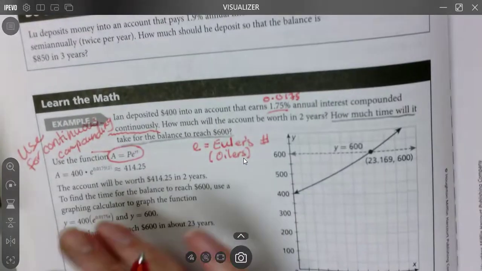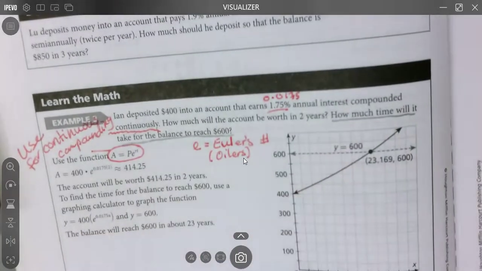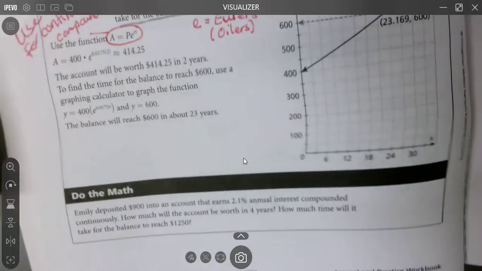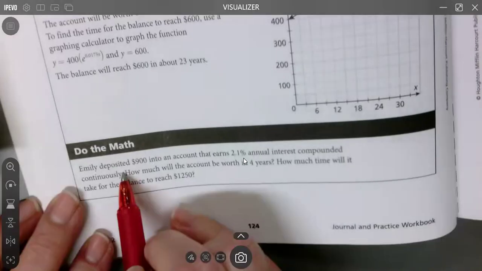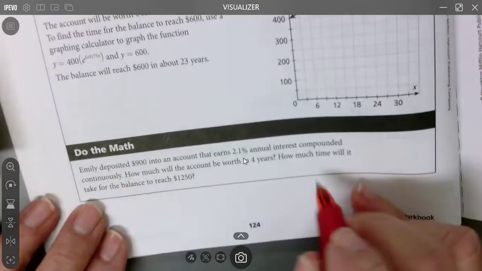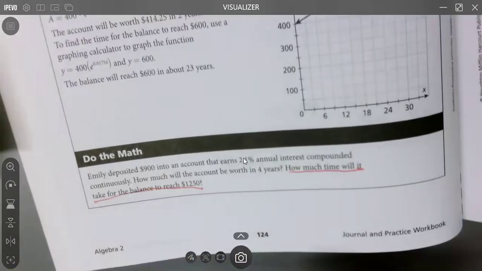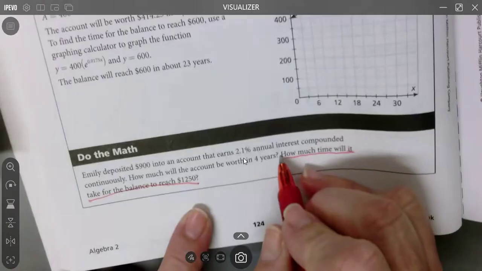We're not doing the second part of that problem, so we can ignore the graph. You are now going to open up your notebook and do this part with Emily, right? And again, how much time will it take for the balance to reach 1250? We're going to wait on that part. So you don't have to do that part yet, but please do up to the question mark at 4 years.